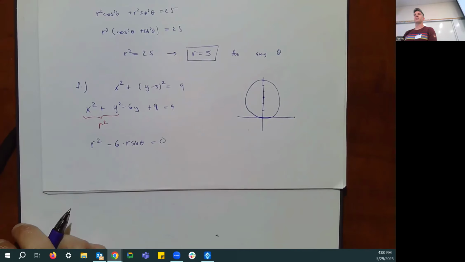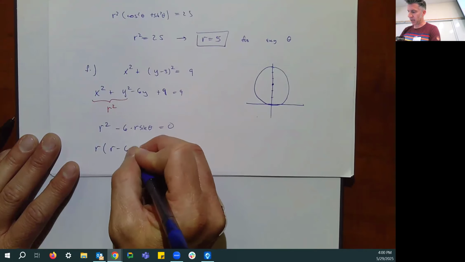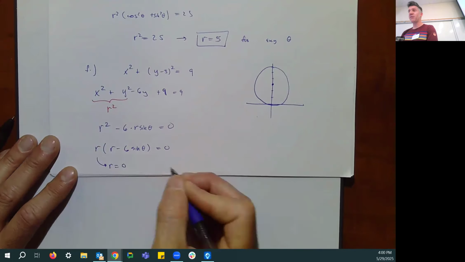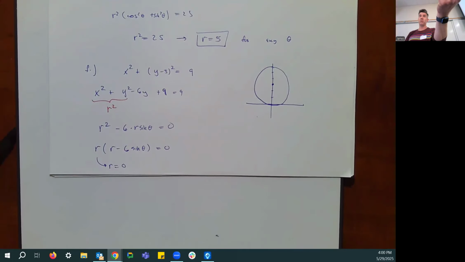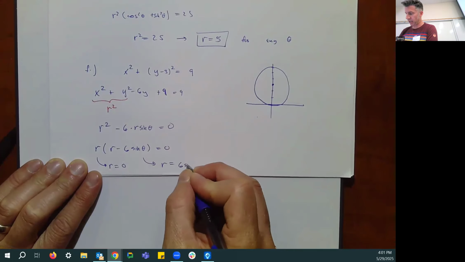Okay, how do we solve for r here? Well, what we typically do is we factor. So we have r times (r minus 6 sine theta). So either r equals 0, which isn't particularly interesting, that's just the origin. I should point out, r equal to anything except for 0 gives you a circle of some radius, but r equal to 0 gives you just a single point, the origin. Or we get r equal to 6 sine theta.